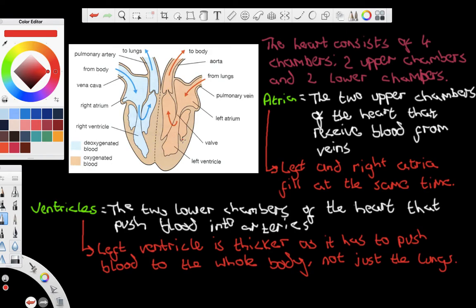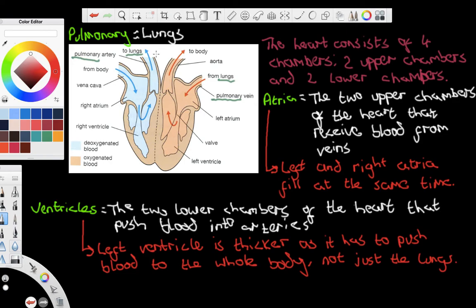Okay? Now, as a bit of a hack for you, this word pulmonary seems to appear when we're talking about the lungs. So if the word pulmonary is in the name, it means that the lungs are involved. So pulmonary, I'll just write it up here, pulmonary literally means lungs.